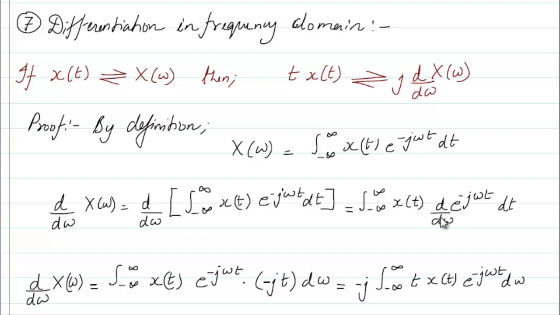So if I am going to differentiate that with respect to omega, differentiation will give minus jt coming out, correct? So that minus jt has come out. The remaining e raised to power j omega t is as such there. Now if I take this t and multiply it with x of t, so this is x of t, okay, t x of t, and this minus j I have taken outside.